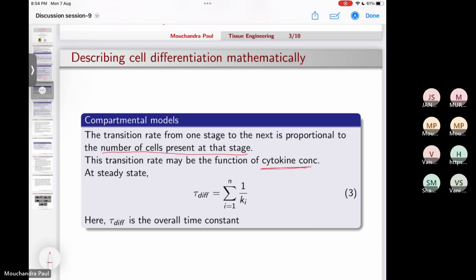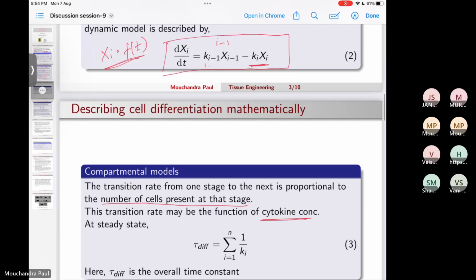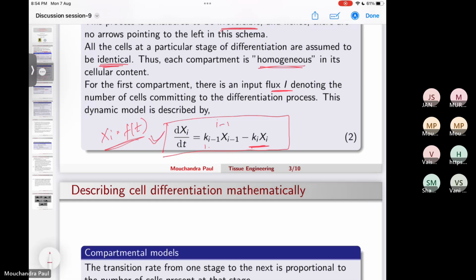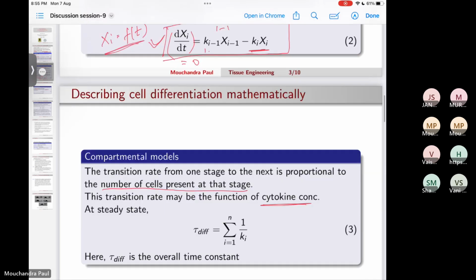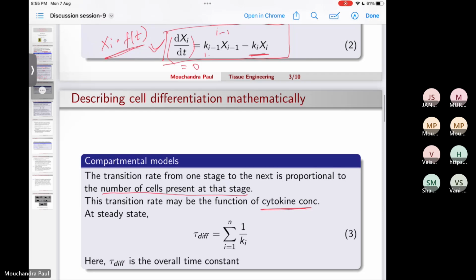the cytokine concentration. Now if you look at this differential equation, this is an unsteady state equation. If we want to make it steady state, then you take this change, this value, equal to 0, right? Because at steady state things don't change with time. So dxi by dt will become 0. That will give you the expression for steady state. So at steady state you can derive the values of cell number present at each compartment.